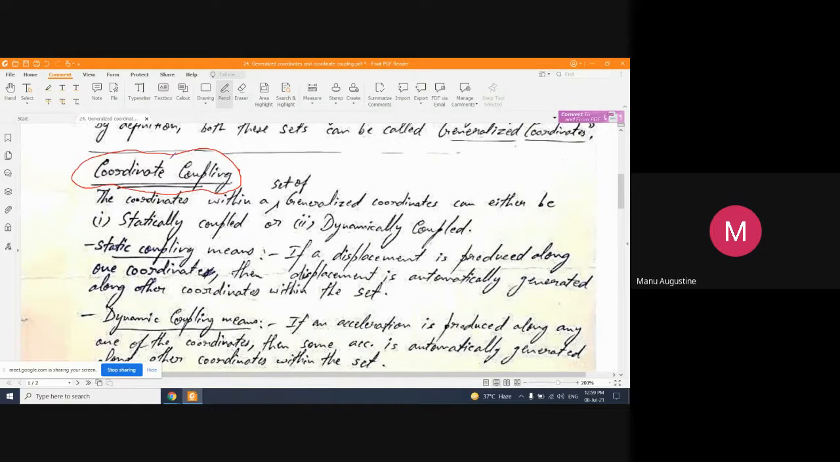Coordinate coupling must mean something in which the coordinates are going to get related with each other. They are going to become dependent now. This is the overall gist of the situation. So what is coordinate coupling?